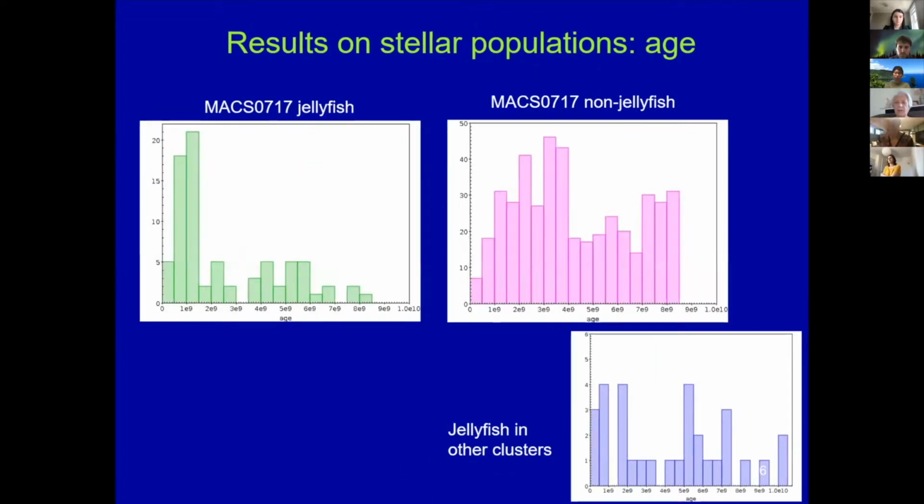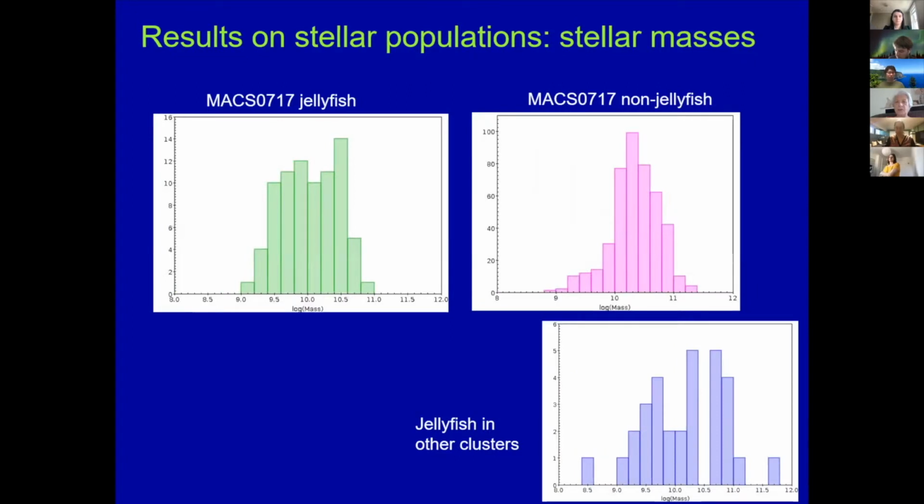So if we look at the age now, you can see that in MACS J0717, the jellyfish are mainly below 1.5 10 to the 9th years. So that is, they're pretty young. Whereas in the non-jellyfish, you have a much broader distribution of ages. And in the other clusters, you have a sort of large distribution too. So it's mainly in MACS J0717 that you see that they're young.